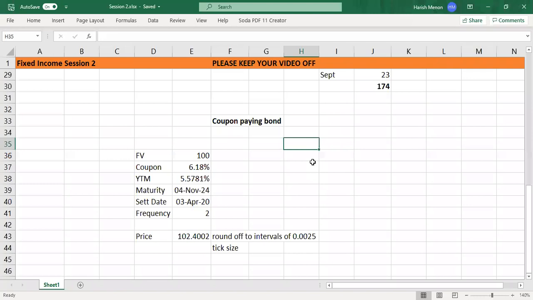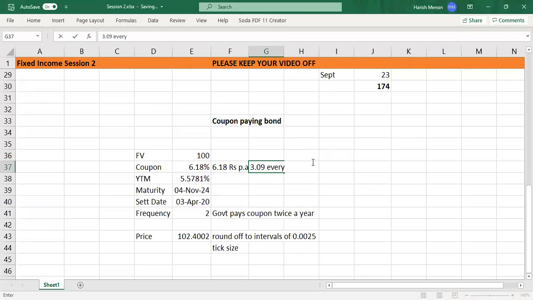Sabka din aata hai. Frequency was taken as 2 because the government pays coupon twice a year. Frequency means how many times you get coupon. So this 6.18 is 6.18 rupees per annum, and we get 3.09 rupees every 6 months. This is how government pays interest in India, half yearly.